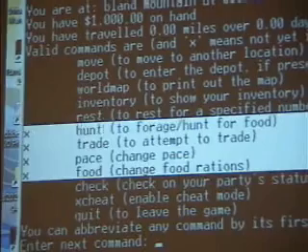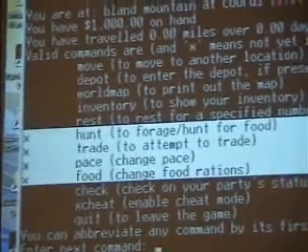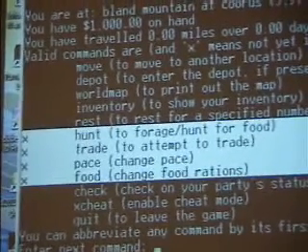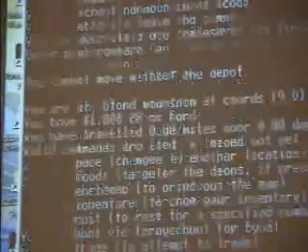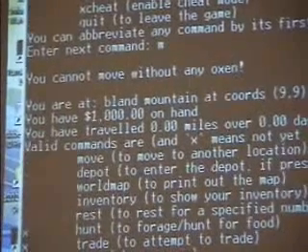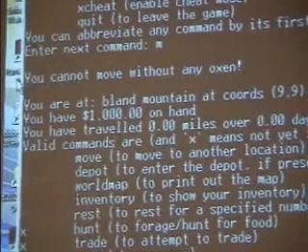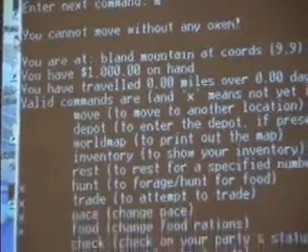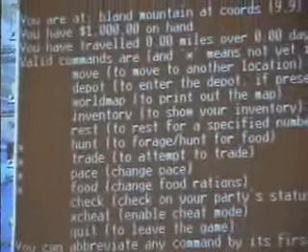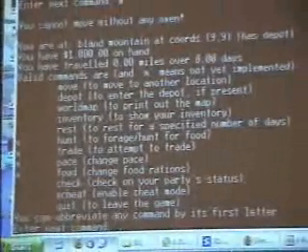So whenever you enter a command, you just enter it by the first letter. So if I wanted to move, I would just enter M. And it tells me that I can't actually move without any oxen. Because this is Oregon Trail. This is like 1850. I'm trying to get from point A to point B. I have my wagon, and I need some oxen to actually pull it.